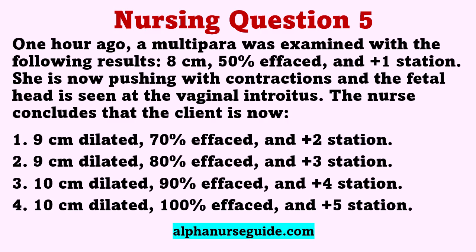The correct answer is 4. 10 centimeters dilated, 100% effaced, and plus 5 station. In options 1 and 2, this client is still in stage 1, which is when the cervix is not fully effaced or fully dilated, and the station is high. In option 3, although this client is fully dilated, the cervix is not fully effaced, and the baby has not descended far enough. In option 4, the cervix is fully dilated and fully effaced, and the baby is low enough to be seen through the vaginal introitus.